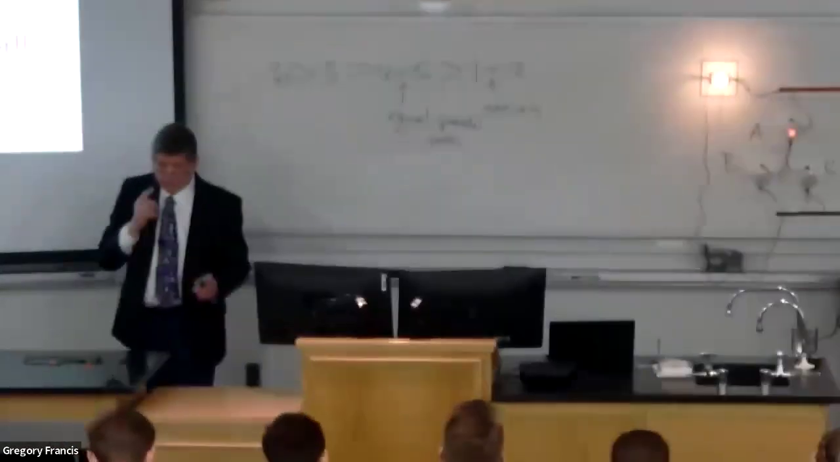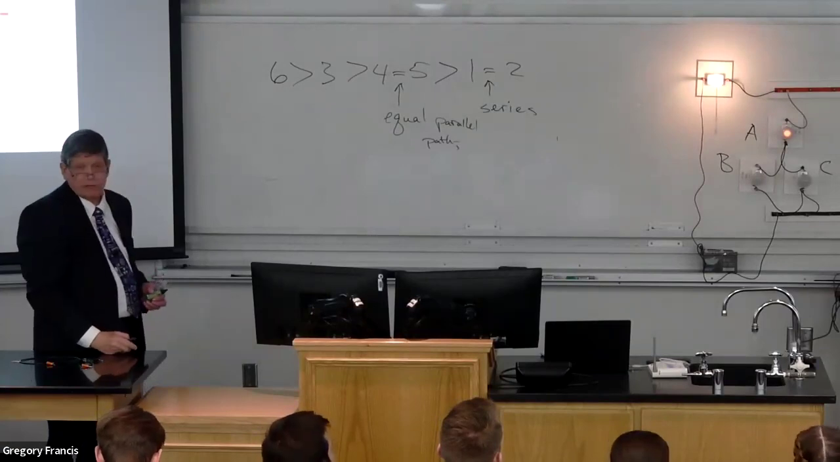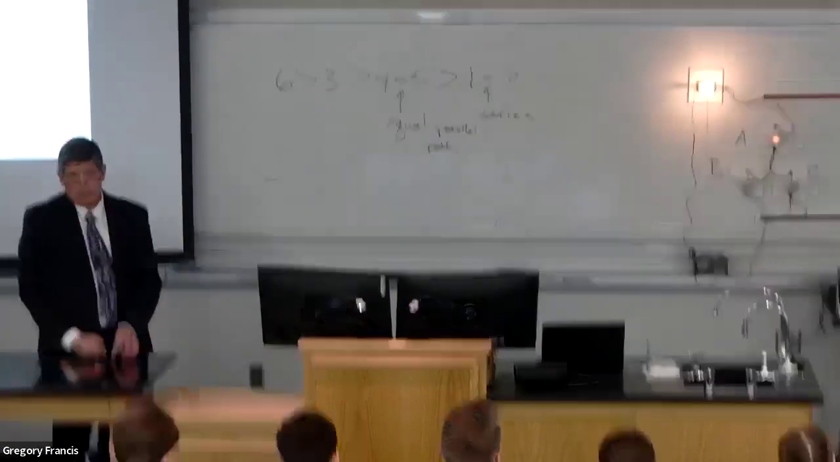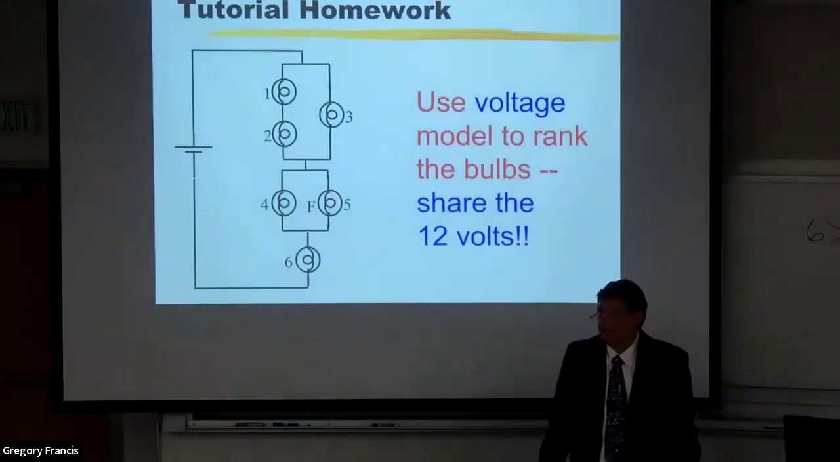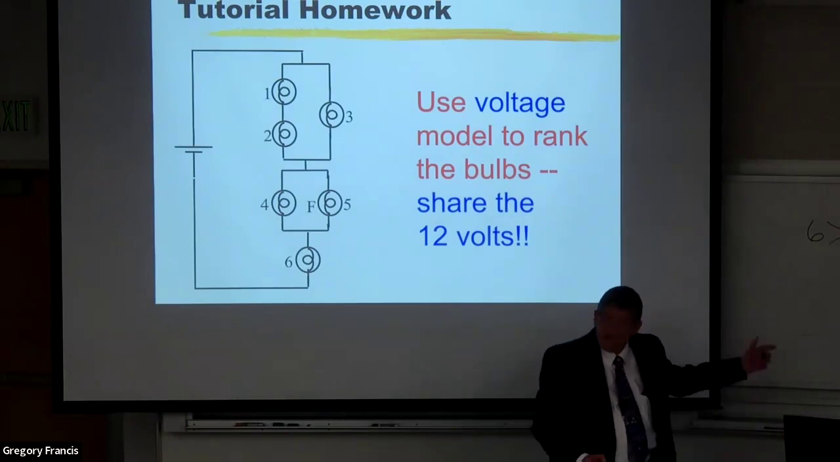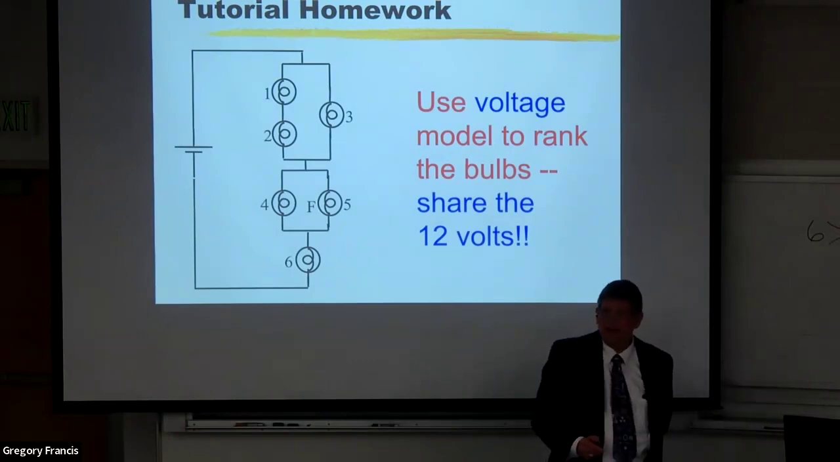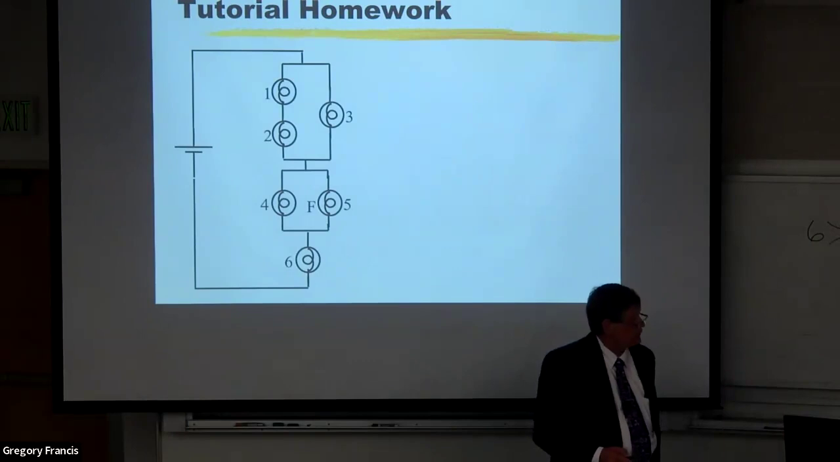Okay. So now, if I were to ask you to use the voltage model to rank those bulbs, normally you get to use whichever model you're most comfortable with. And if you get to a problem, switch models, okay? But in this case, we're tying your hand behind your back and saying you can't use the current model. So what's the first thing we do with the voltage model? We put them in boxes.